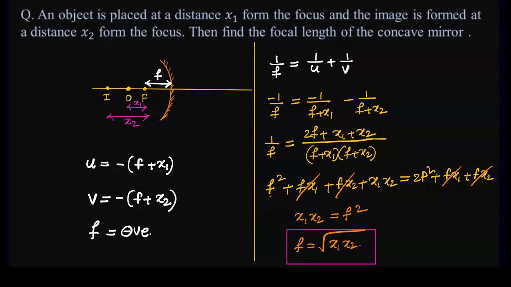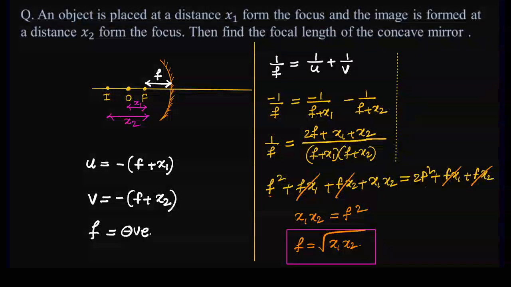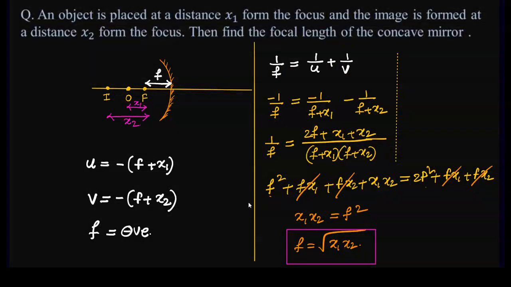This is one of the standard formulas, which is called Newton's formula. If they give the distances x1, x2 from the focus, then the focal length is given as the square root of x1 into x2. This formula is called Newton's formula.